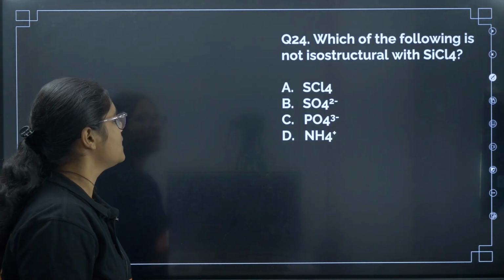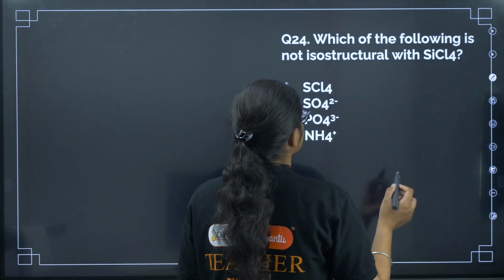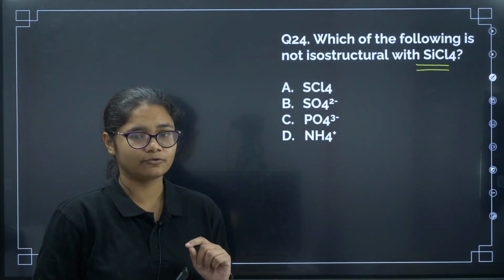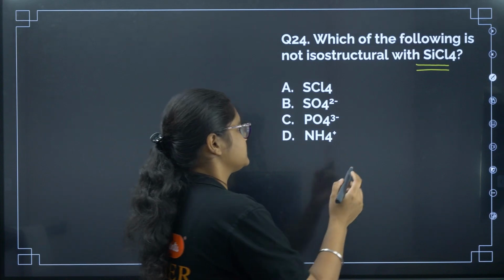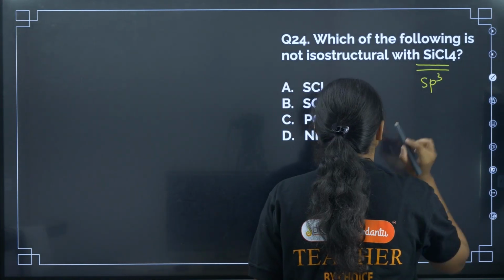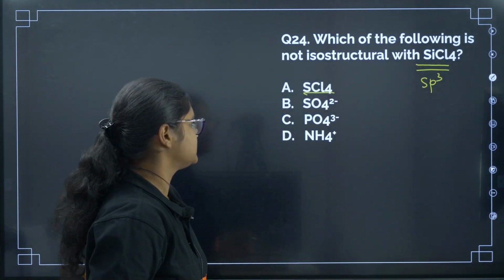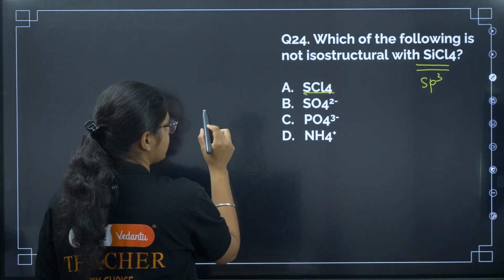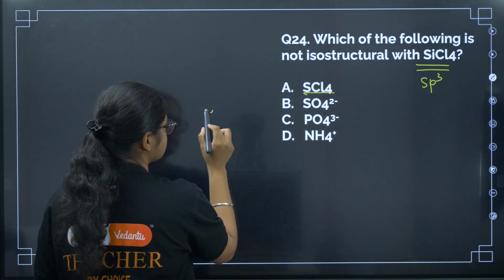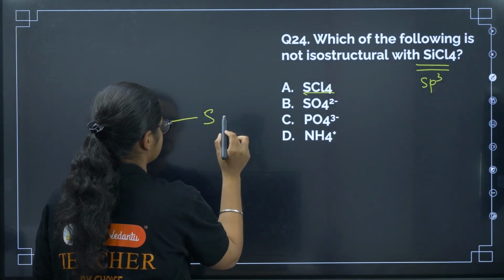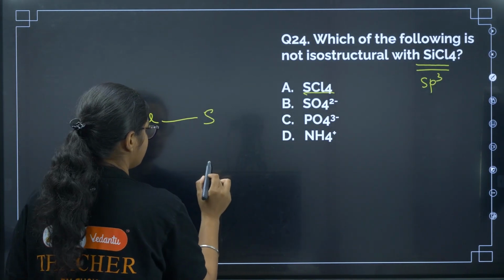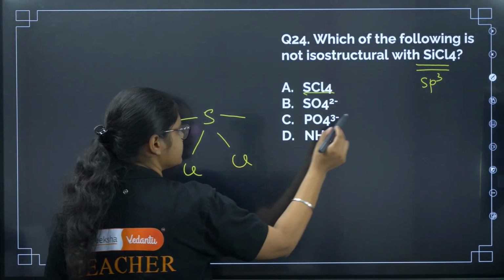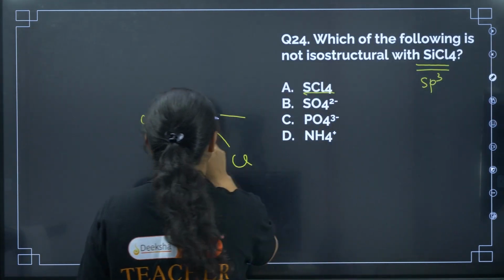Very simple one. Next, which of the following is not isostructural with SiCl4? So SiCl4 is tetrahedral, that is sp3 hybridization, right? If you see, SCl4 will have 6 valence electrons, and so the structure here will be like this, SCl4, right? SCl4 will have a square pyramidal, right?